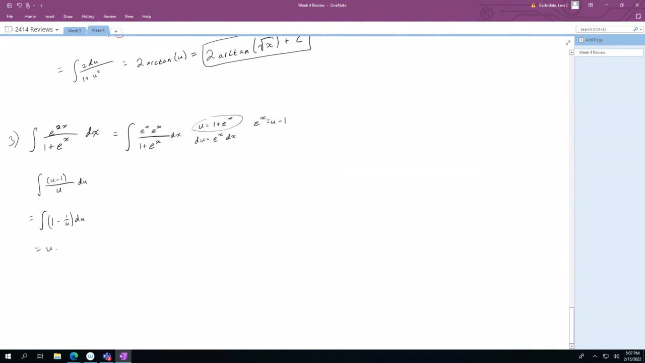And of course, the integral of 1 is just u. The integral of 1 over u is the natural log of u. And then I just take u back out. And to be really fancy, I can just put my plus 1 into my c. And that is my final answer.